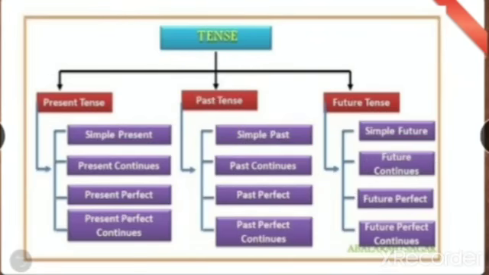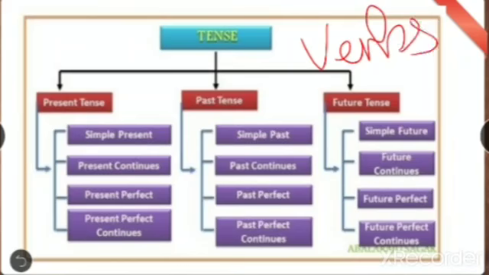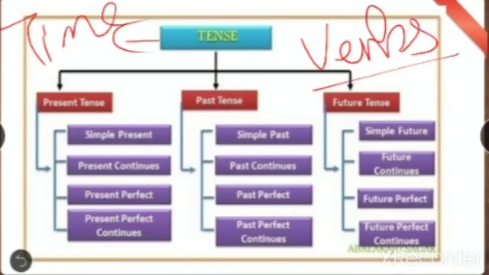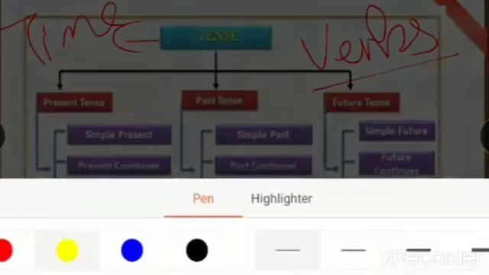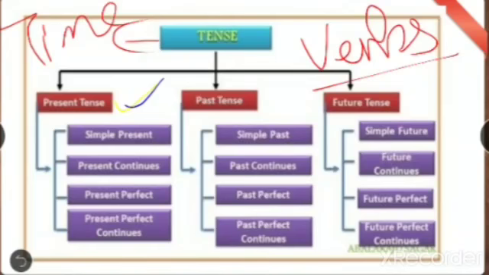Now next. Now when we talk about changing the verbs, now remember one thing, that we are going to change the verbs according to tense, means time of the action. Okay, so that time can be divided into three categories, which is present tense, past tense, future tense. Okay, now let me tell you what all these three means.